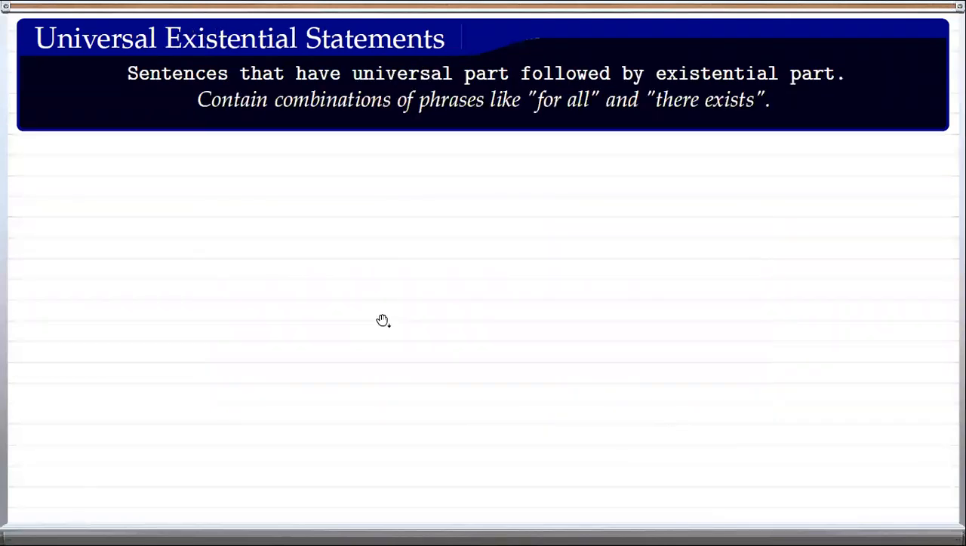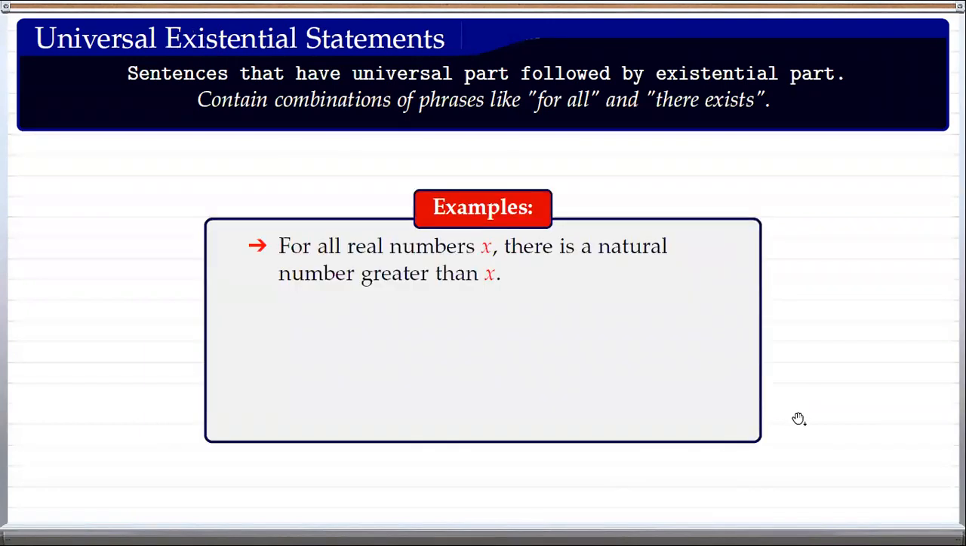Next, we have universal existential statements. These are the statements that have a universal part followed by an existential part, and they contain combinations of phrases like "for all" and "there exists". So let's look at some examples. The first example here, for all real numbers x, there is a natural number greater than x. So if you look at this one, for all real numbers x, this is the universal part. And then we have that followed by an existential part, there is a natural number greater than x. So that is the existential part.